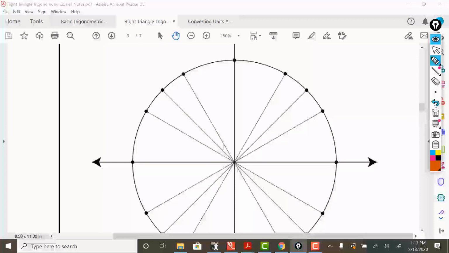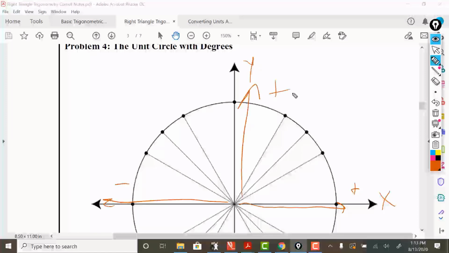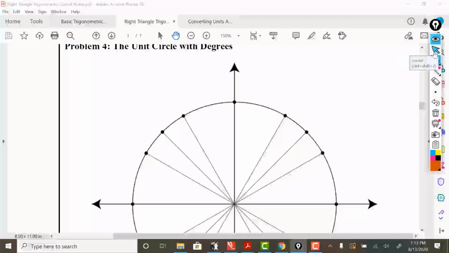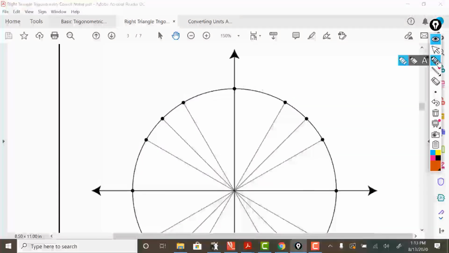Okay? Now, as a reminder, recall that this is the x-axis and this is the y-axis. So if I'm going this way on the x-axis, we're positive, right? This way on the x-axis is negative. This way on the y-axis is positive. This way on the y-axis is negative. Okay. Now, if we focus on the first quadrant, it is called quadrant 1.